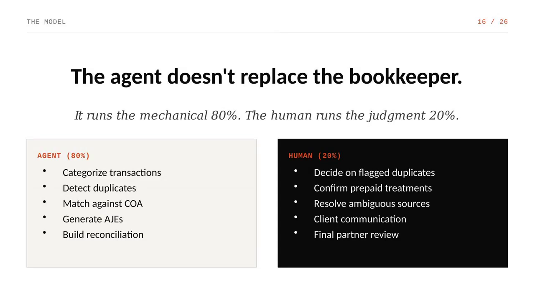This is the model. The agent runs the mechanical 80%: categorize, detect, match, generate, build. The human runs the judgment 20%. Every one of the 57 agents in our library works the same way: mechanical at scale, human at the decisions that matter.